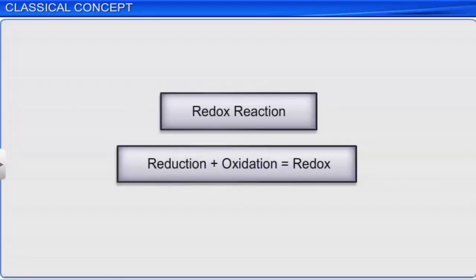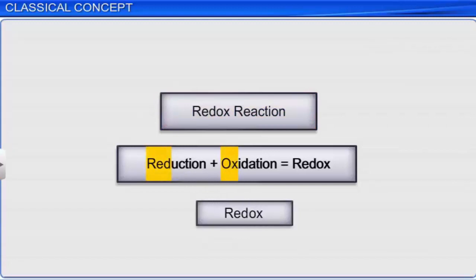A redox reaction is a type of electrochemical reaction where oxidation and reduction occur simultaneously. Redox is the short form for reduction and oxidation.